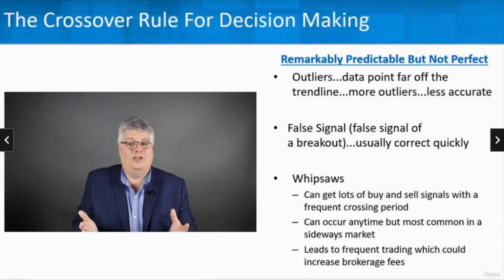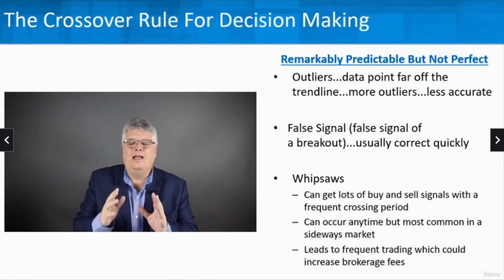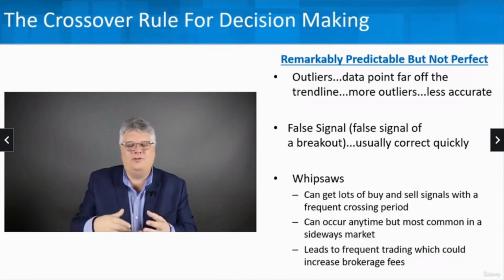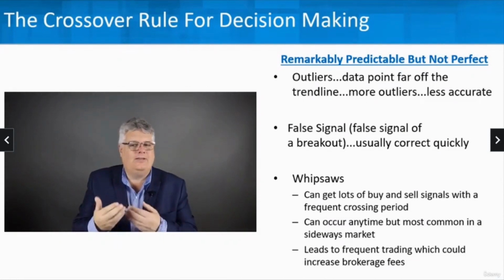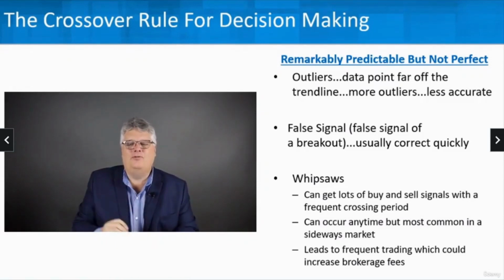So the crossover rule is really terrific. It's really easy to understand, and it's a remarkably good, predictable indicator, but it's not perfect. There are outliers, and you have data points that pull things far off of trend lines. The more outliers you have, and far ranges in prices, the less accurate your moving average might be, because those outliers are impacting that moving average.